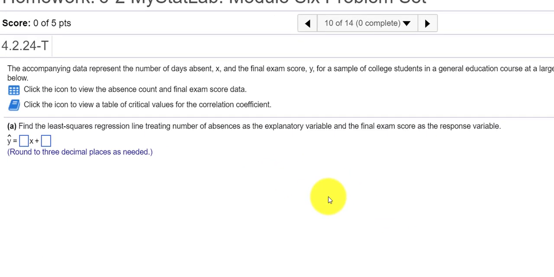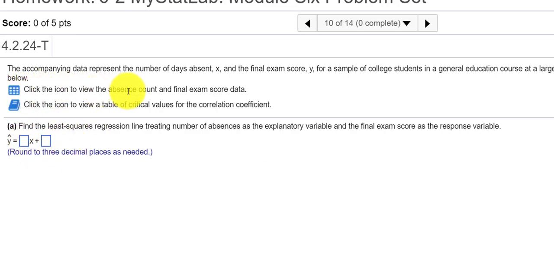Hello, class. I had a few questions about problem number 10. Most of you had no trouble finding the regression equation. However, there were a few problems concerning the residuals. All right, so let's just work through the whole problem.